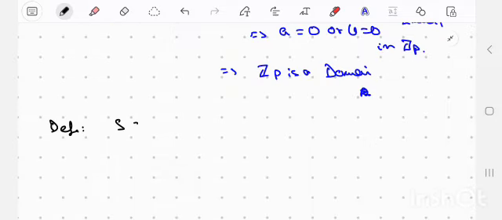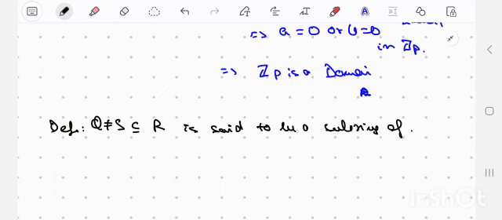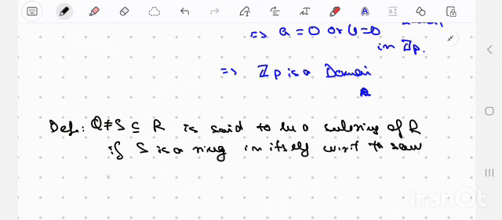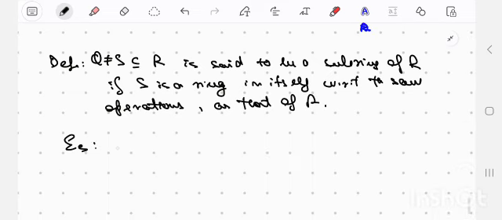Definition: S, a non-empty subset of R, is said to be a subring of R if S is a ring in itself with respect to the same operations as that of R. The same operations as that of R. Clear? Okay. Fine. Example. Easy to observe.